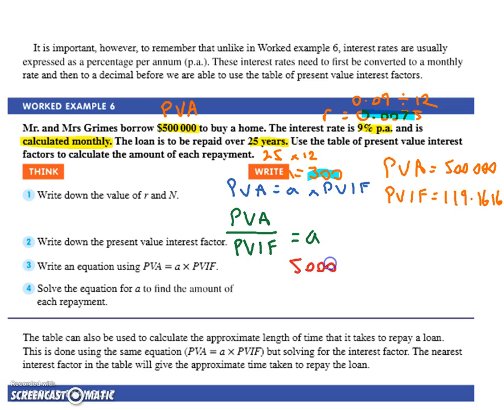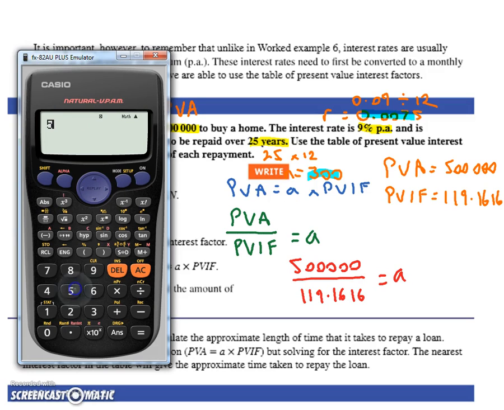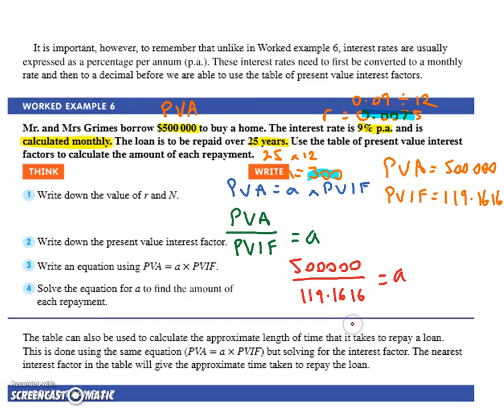So we've got 500K over 119.1616 equals A. 500,000 over 119.1616 equals, okay, A equals 4,195.98. There we go. And that is how much they have to pay each month. Cool. Excellent. It's a lot of money. That's depressing.